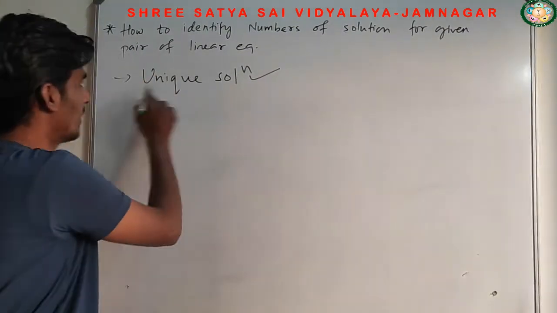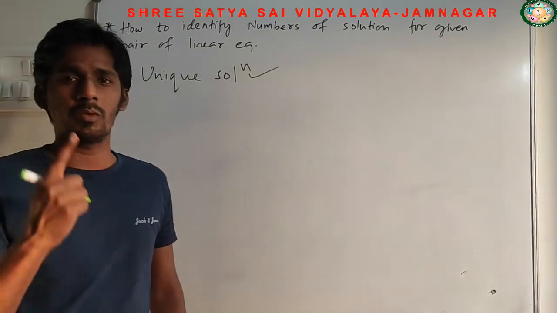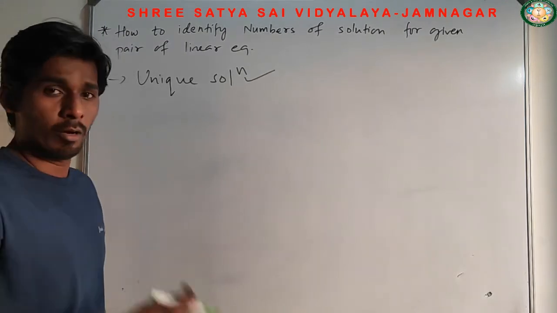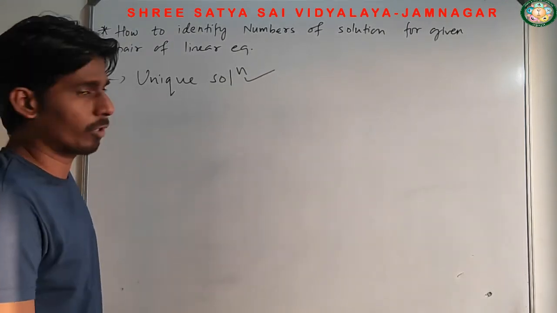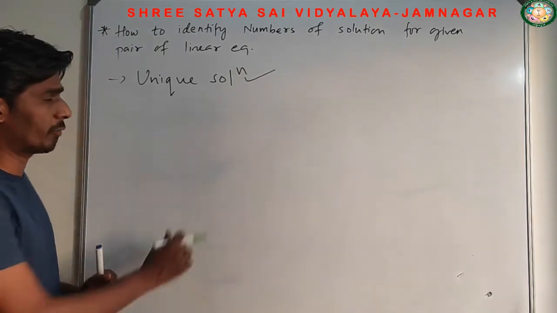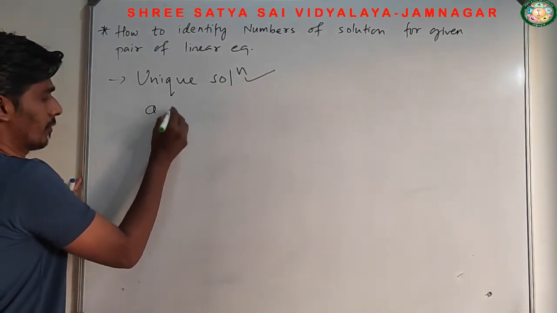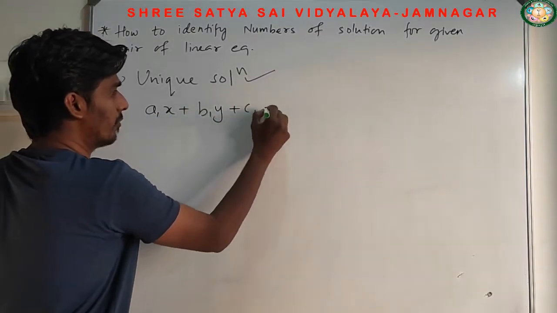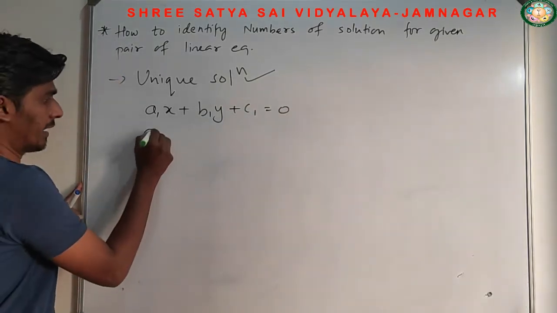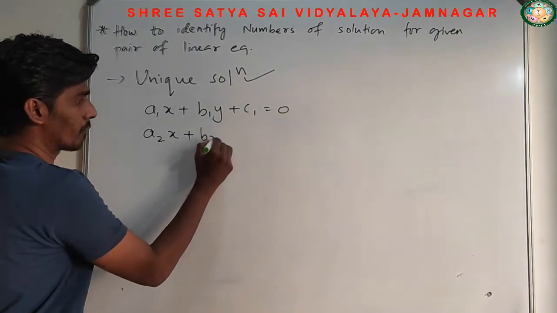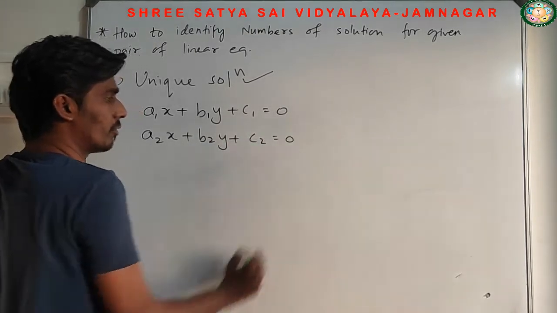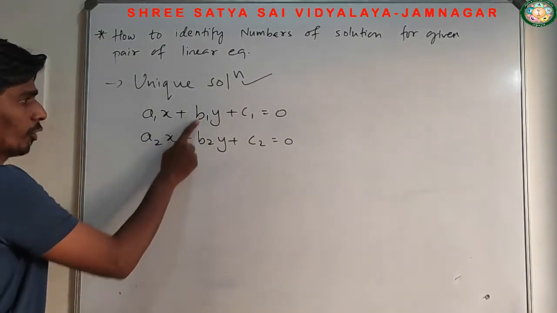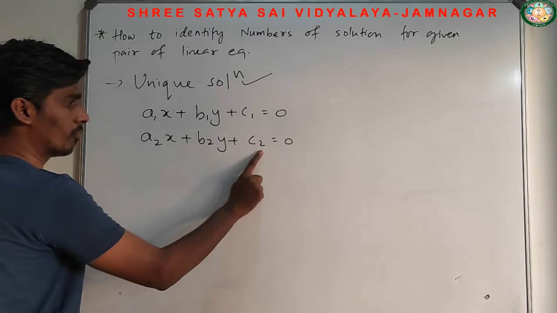Let's start with the first condition, that is unique solution. Unique solution means only one solution, where the lines intersect at only one point. Now how to identify it, that we are going to discuss. Let's write the equations in standard form: a1x + b1y + c1 = 0. Second equation: a2x + b2y + c2 = 0. These are the two equations. Here, a1, b1, c1, a2, b2, c2 are the coefficients.